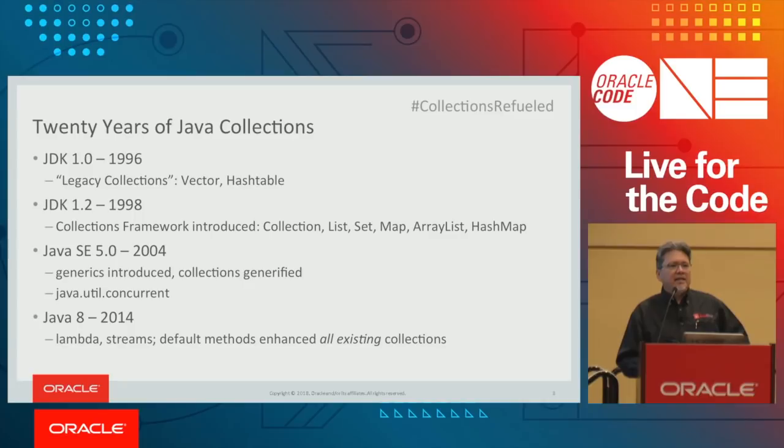And in Java 8, we introduced lambdas and streams, but we also introduced default methods, which is the ability to add new methods to an interface, which had not been possible in the past. And so what that enabled was the ability to add default methods to the collections interfaces, meaning every single existing collection, even without being changed, was enhanced with those default methods.